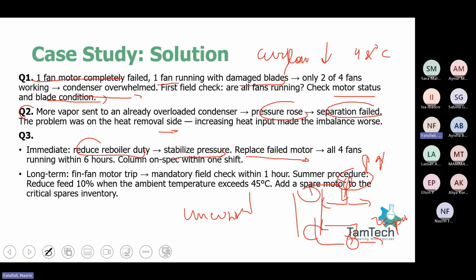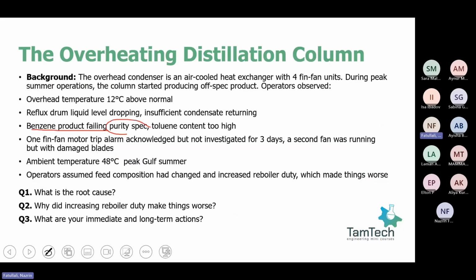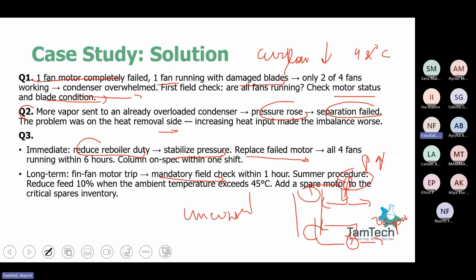But coming to long term, fin fan motors also need a mandatory field check within 1 hour. And also the second one here, as it mentioned, if I'm not mistaken, one fin fan motor trip alarm acknowledged but not investigated. If an alarm occurs, it means that the alarm cannot be closed without action. Yes, and there is an additional summer operating time rule.